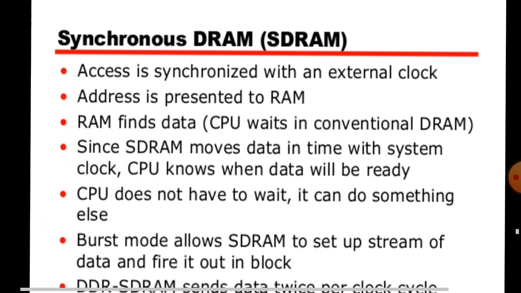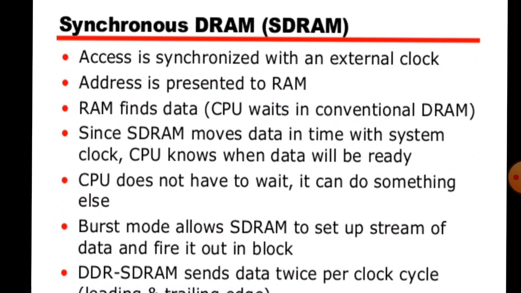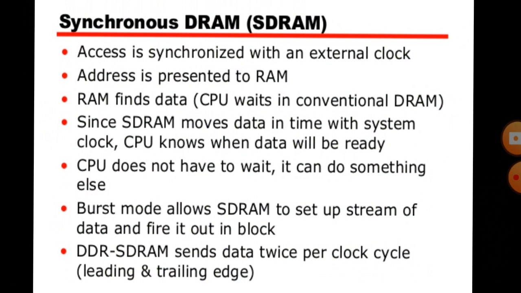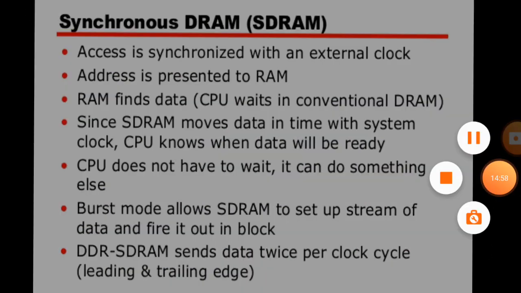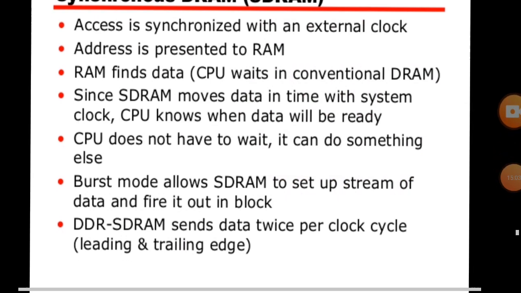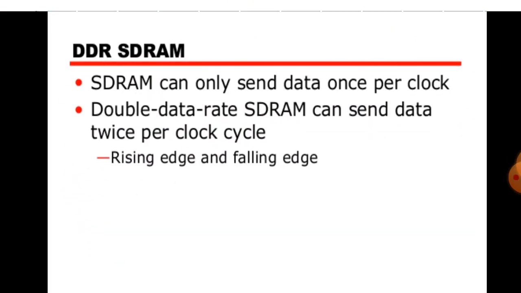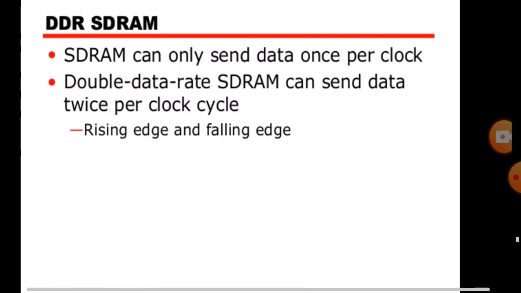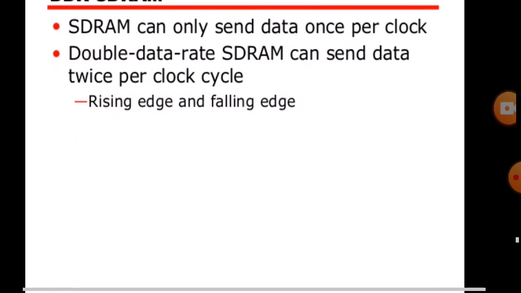Next, synchronous DRAM, or SDRAM. Some points of SDRAM are listed here. Please go through this. Next, DDR SDRAM. SDRAM can only send data once per clock. Double data rate SDRAM can send twice per clock cycle, on the rising edge and the falling edge. This is the working of DDR SDRAM.